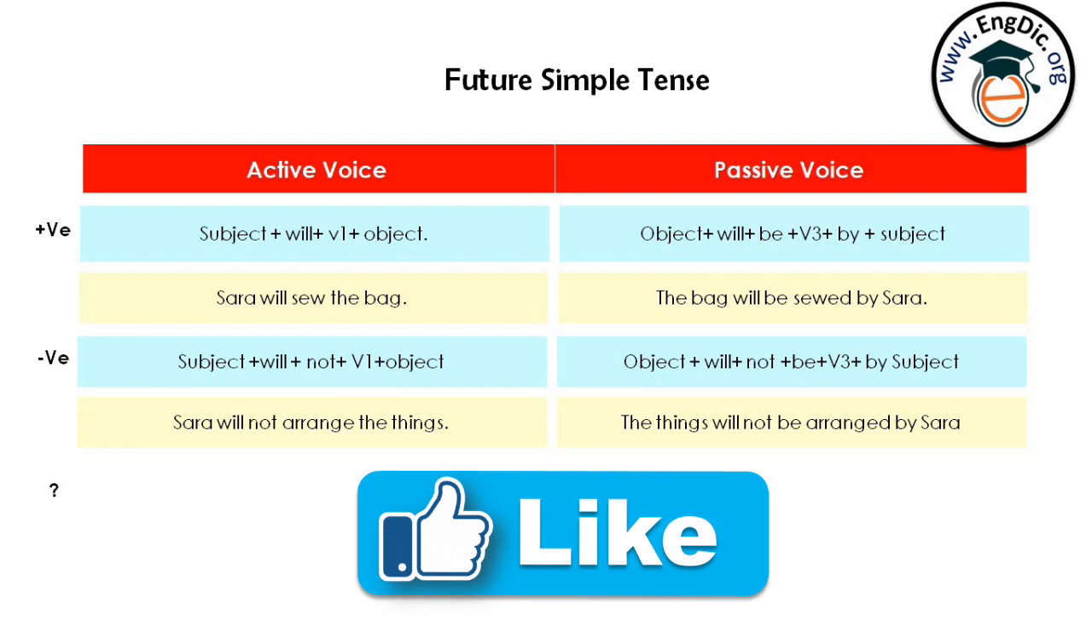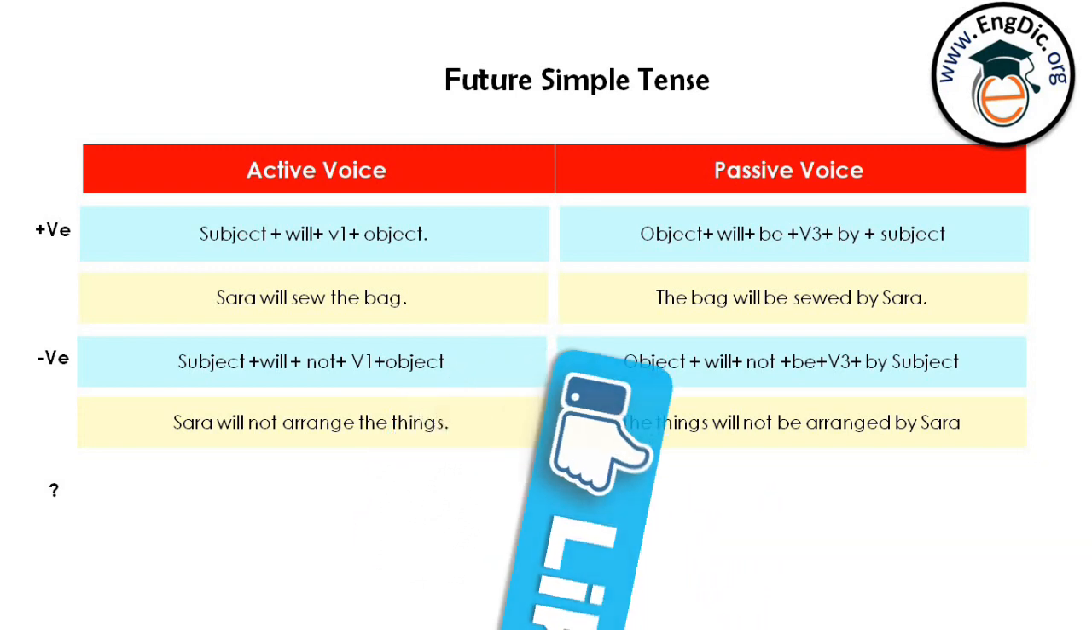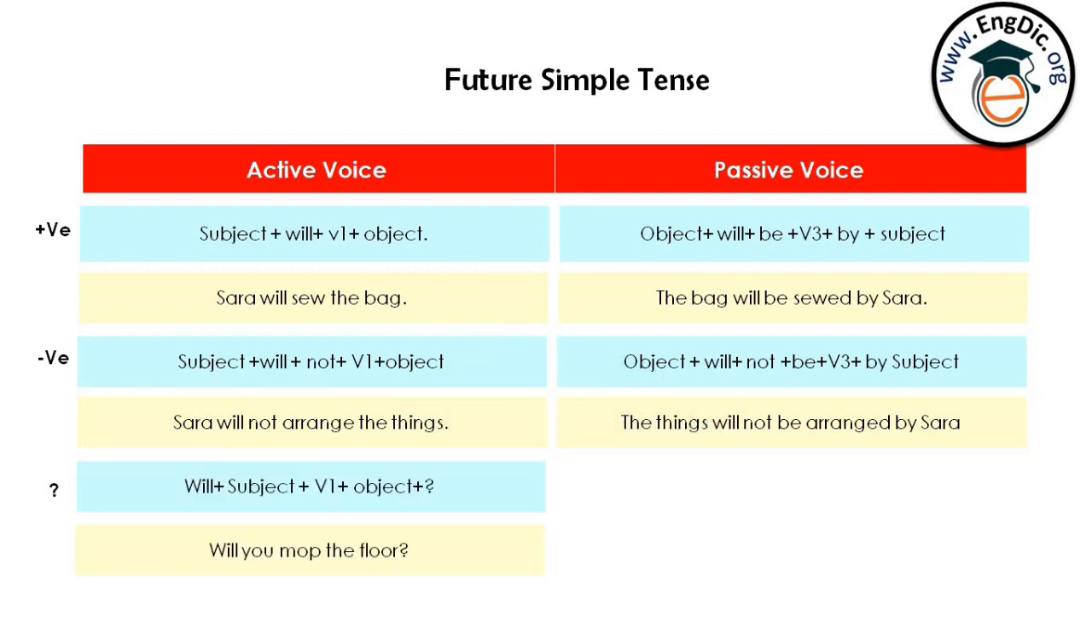Moving towards interrogative sentences. The formation of active voice is we have to put will, subject, first form of verb, object, and then the question mark. Will, subject, first form of verb, object, and the question mark. For example, will you mop the floor, question mark.